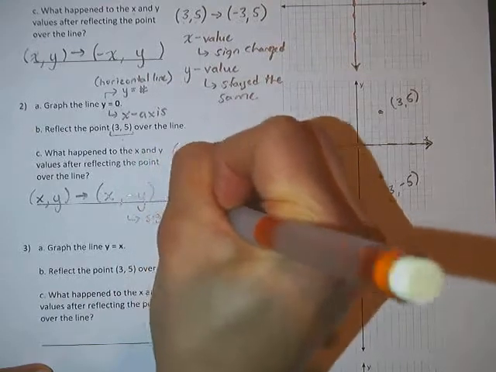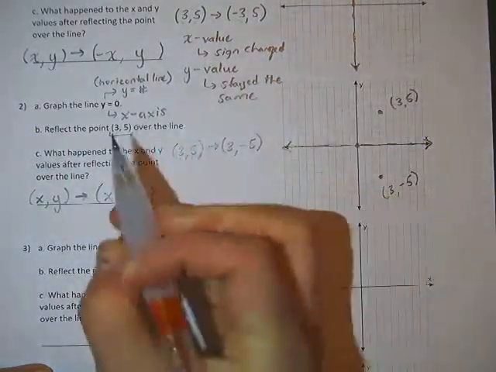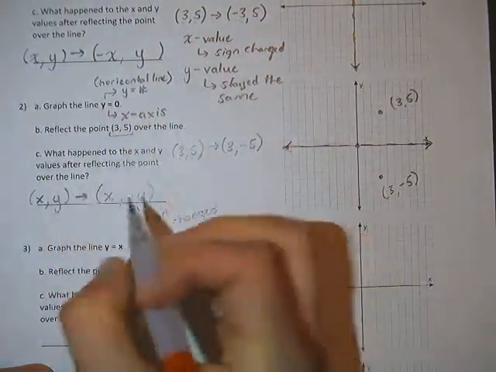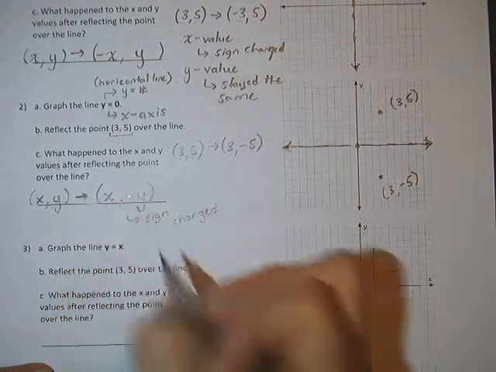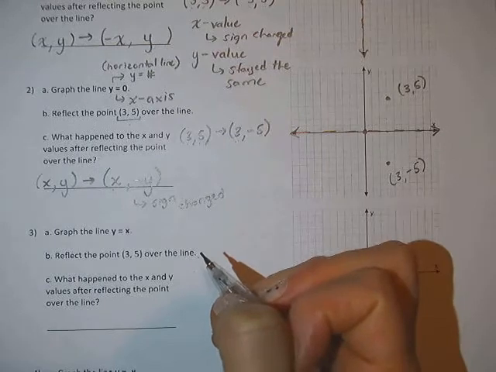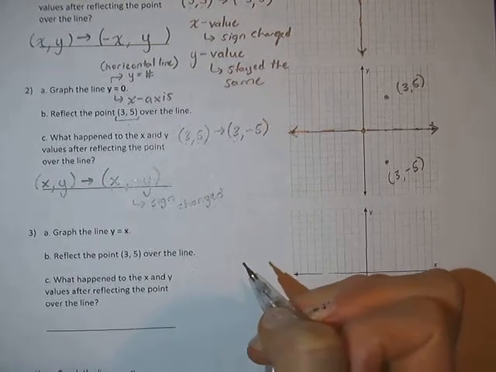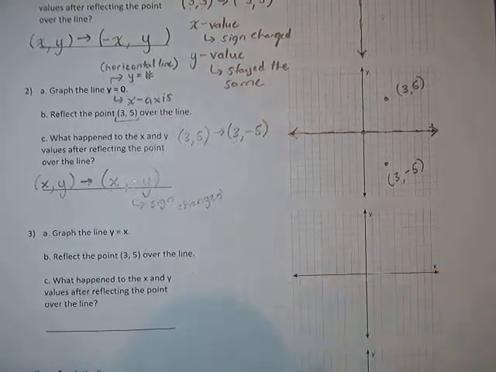So if I told you to reflect a figure over this line, you know that you keep the x value the same, and then you just have to change the y value of each of the coordinates, all right? So let's do another one.